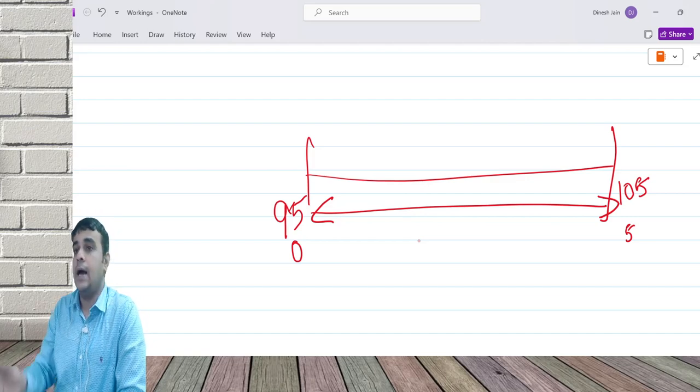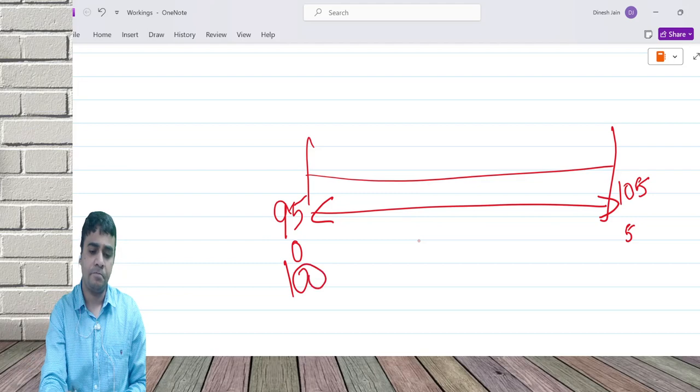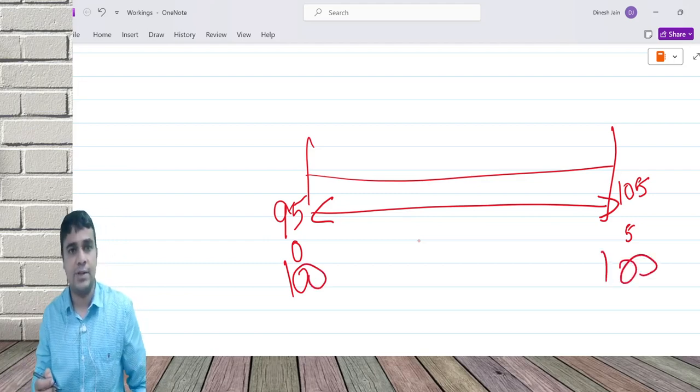What we are doing is, I issued it at 95, redeeming it at 105. So I'm paying extra 10 rupees. Sometimes I issue at 100, redeem at 100. I don't pay anything extra. Average other cost is 0.